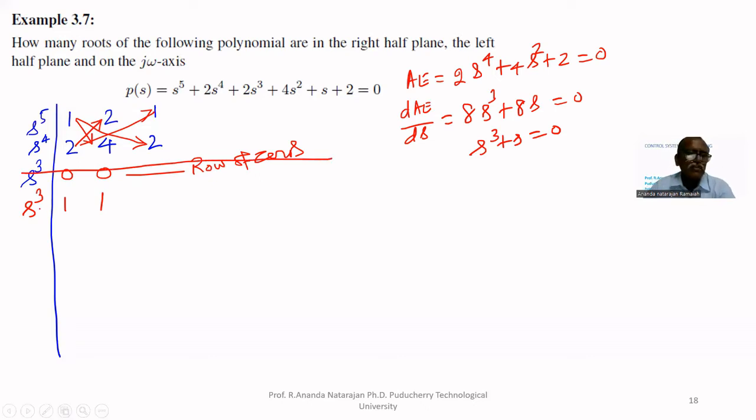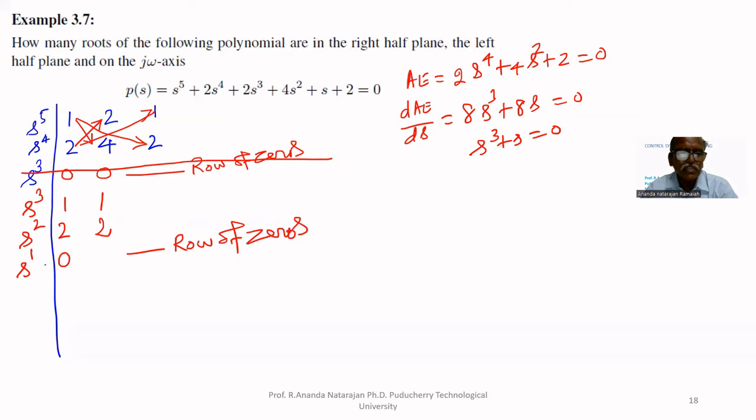Now we have to proceed further. S square. What will you get? 4 minus 2, 2 by 1 is 2. Then 1 multiplied by 2 minus 0 divided by 1, again 2 you will get. So s power 1 row. What will you get? 2 multiplied by 1, 2 minus 2, 0 you get. So again a row of zeros. Already I told you that at s power 1, we have to consider a row of zeros.